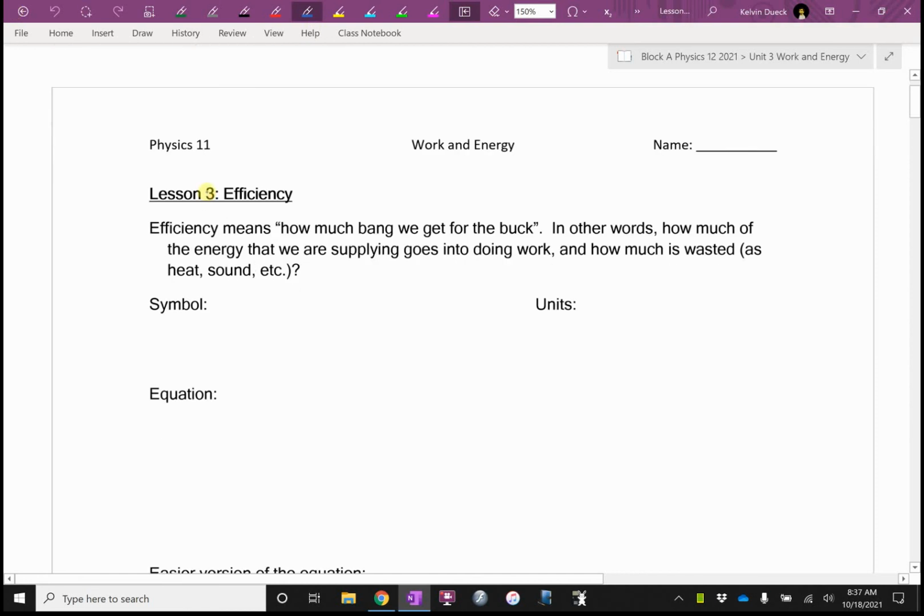Efficiency is how much bang you get for the buck. In other words, how much of the work, how much of the energy, how much of the power that we're putting in goes into doing something useful, and how much of it is wasted, usually as heat and sound.